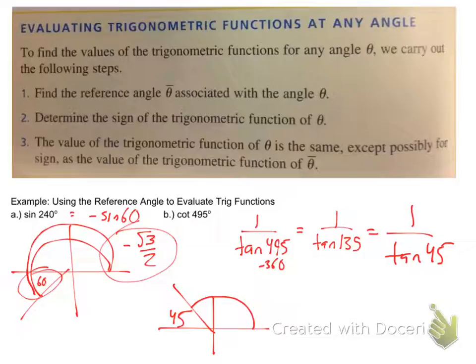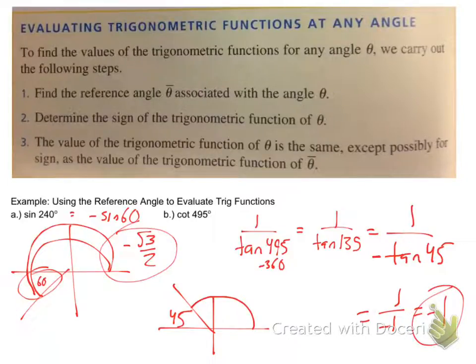That means that it's also equal to 1 over tangent of 45. Or is it? It needs to be negative because tangent in the second quadrant is negative. And we all should know what tangent of 45 is. 1. So therefore, it's 1 over negative 1, which is negative 1.